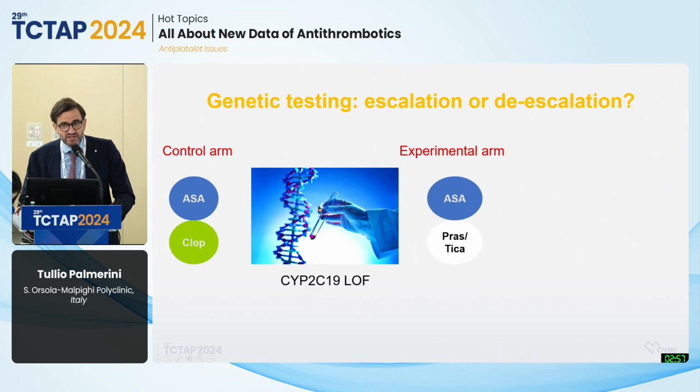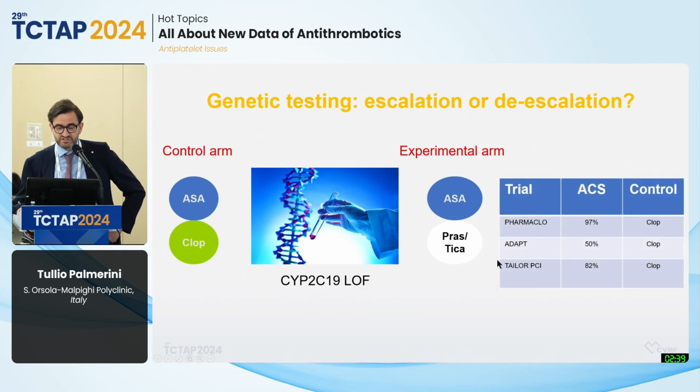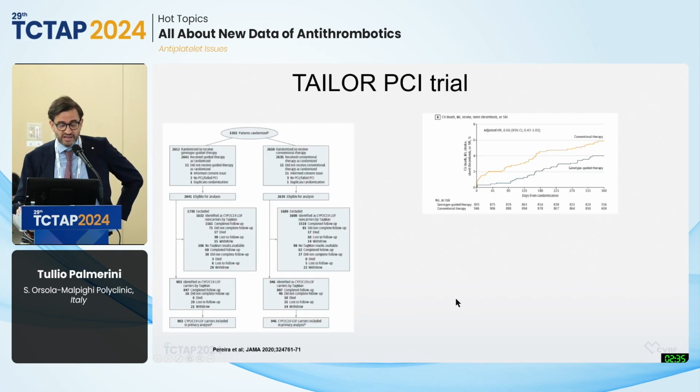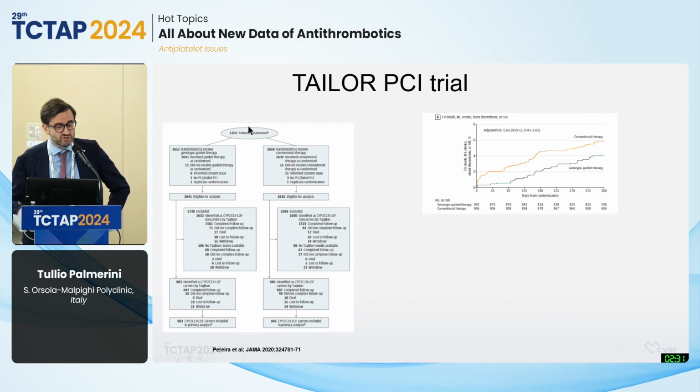Genetic testing: to decide whether this is an escalation or de-escalation trial, we have to look at the control arm. If the control arm is ASA plus clopidogrel, then in the experimental arm loss of function allele patients would be treated with ASA plus prasugrel or ticagrelor. We have 3 trials, and the largest one is the CHIP-PCI trial. More than 5,000 patients were randomized, but finally only patients with loss of function allele were analyzed for the outcome. So we have 903 patients who were carriers of a loss of function allele treated with ticagrelor, and 946 treated with clopidogrel. Again, there was no significant difference between conventional therapy and genotype-guided therapy.